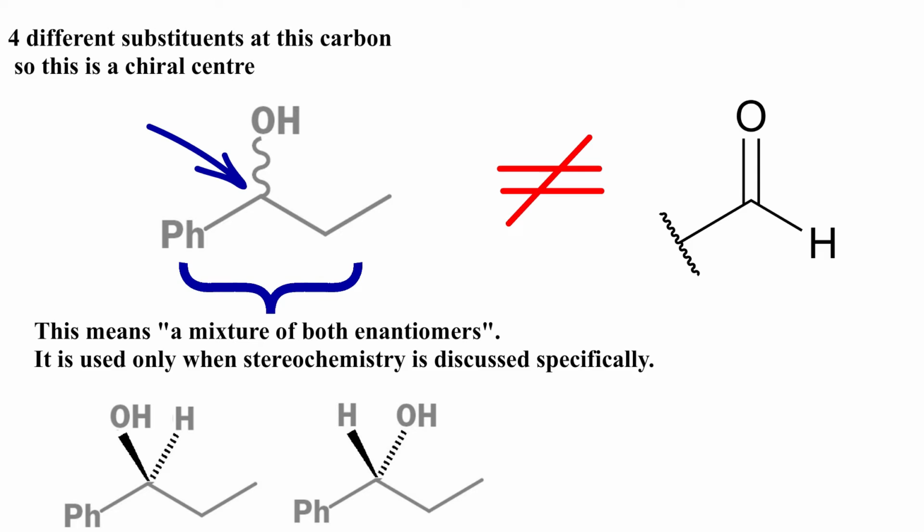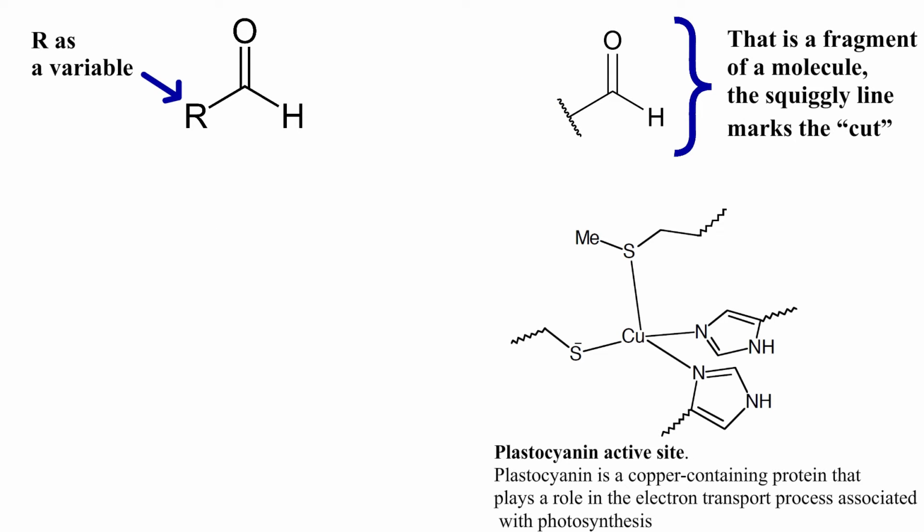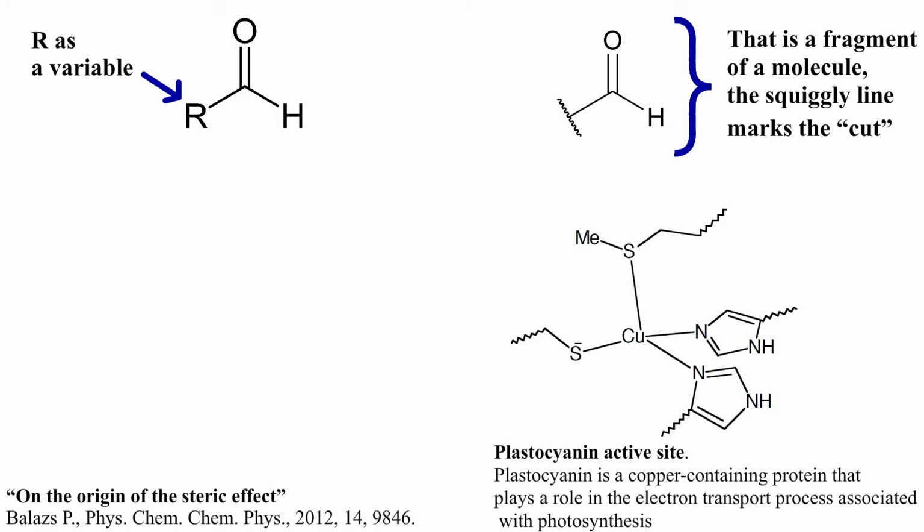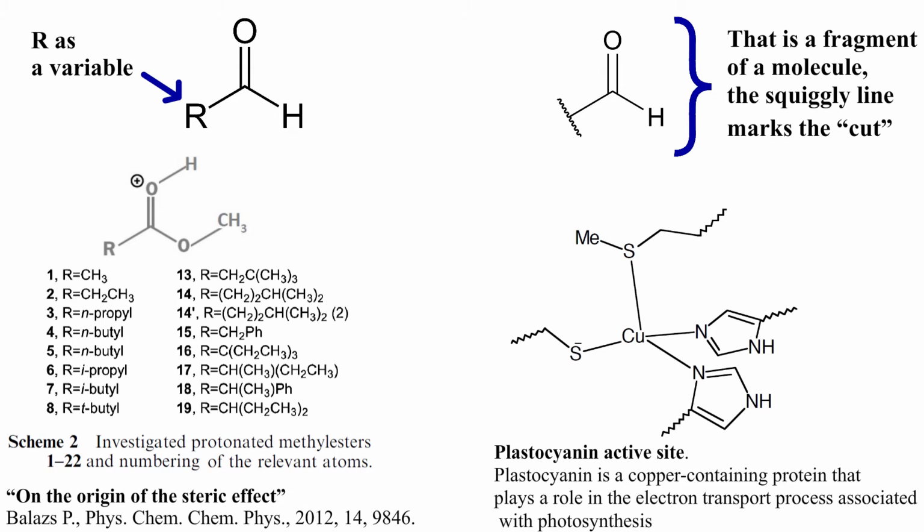R is more often used when researchers investigate some system and vary a certain part of it, which they mark as R. For instance, in this paper, researchers investigate the origin of the steric effect. To do that, they investigate a series of acid-catalyzed ester hydrolysis. Here we see a protonated ester with R group. Various R groups are below labeled and numbered. This makes it very easy to refer to different esters in the text, and authors don't need to use the systematic names, just numbers.